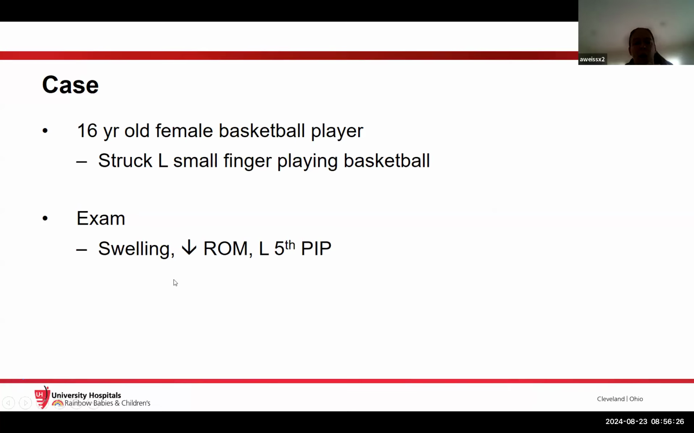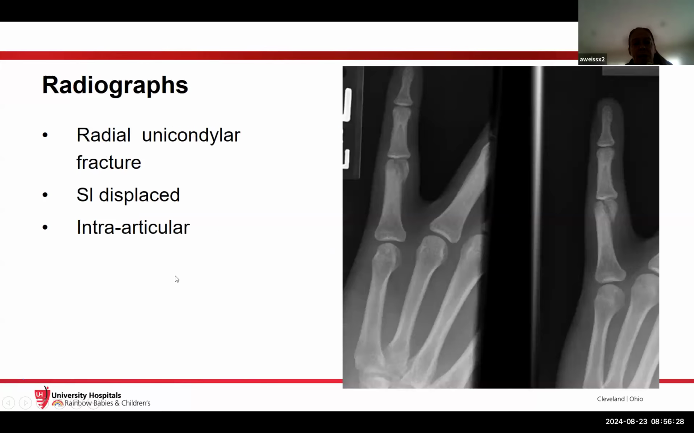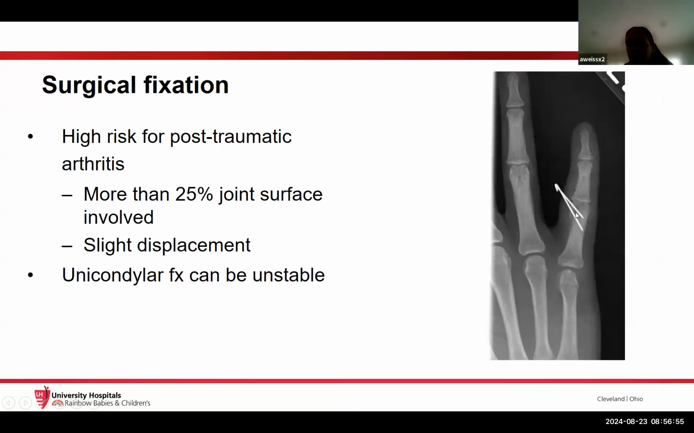So this kid had swelling and decreased range of motion of her PIP. And I looked at this and was like, this isn't terrible, but you can see it involves about 50% of the joint space, and the joint looks a little bit distracted. So I did show this to hand, and I have not seen another one of these fractures since, but this is what's called a unicondylar fracture. These are the little condyles of the finger. These are inherently unstable. So she got these cute little pins in her finger to reduce this joint space and to keep this fracture from sliding off.